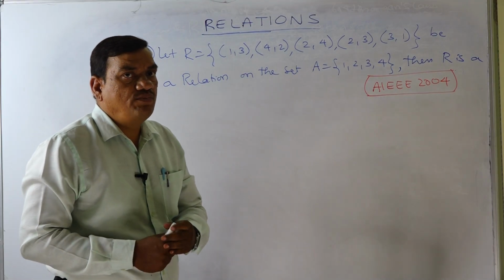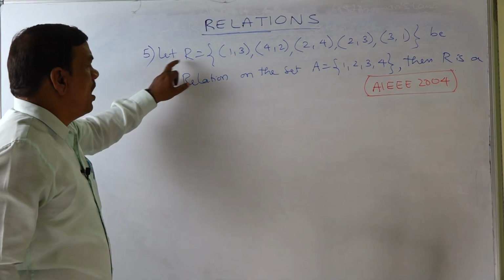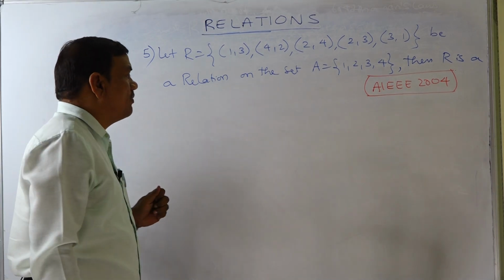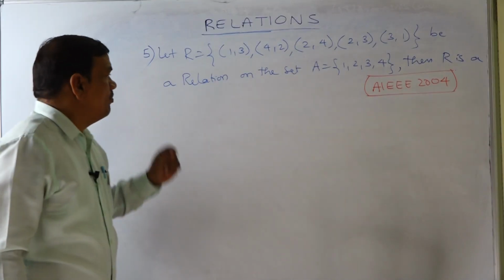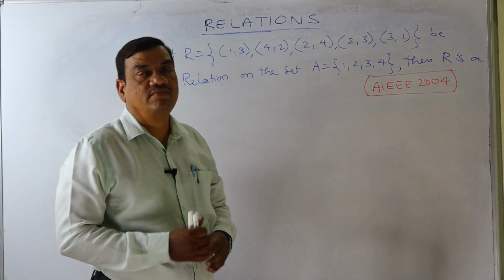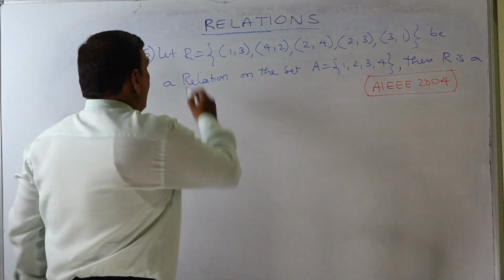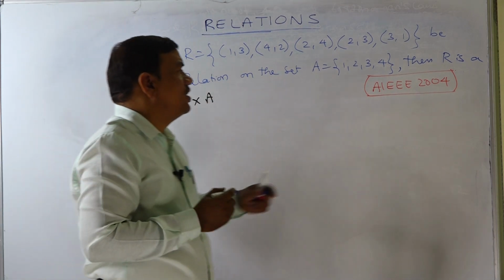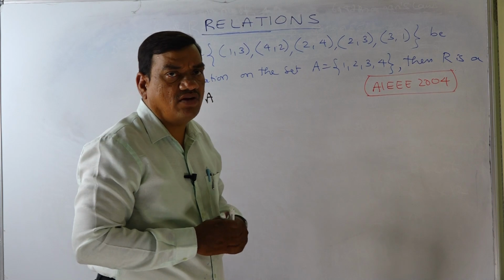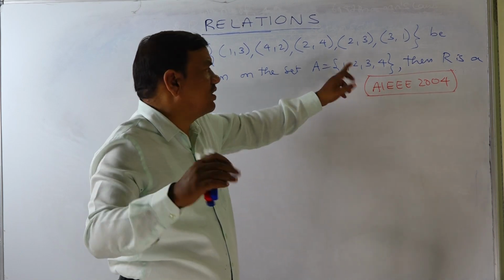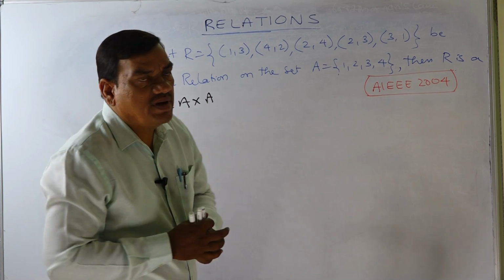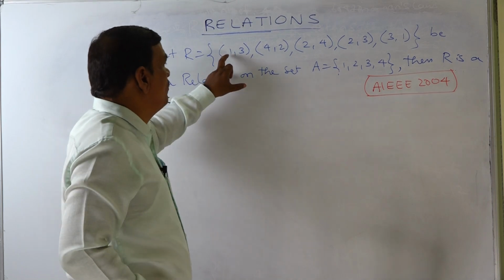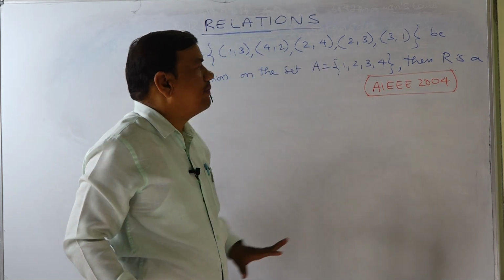Dear students, welcome to the fifth problem. A relation is given, that is R equal to 1 comma 3, 4 comma 2, 2 comma 4, 2 comma 3, 3 comma 1, be a relation on the set A. That means what? R is a subset of A cross A. That means from this A cross A, 4 fours are 16 ordered pairs will be there. You know that 1 comma 1, 1 comma 2, 1 comma 3, 1 comma 4, like that, 16 ordered pairs will be there. From those 16 ordered pairs, he has taken some ordered pairs. What are they? 1 comma 3, 4 comma 2, 2 comma 4, 2 comma 3, 3 comma 1.